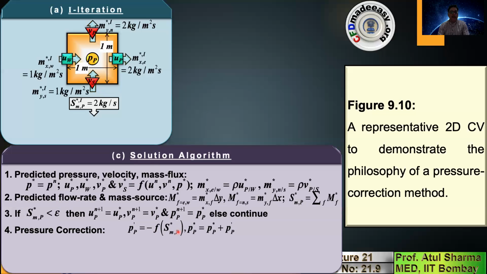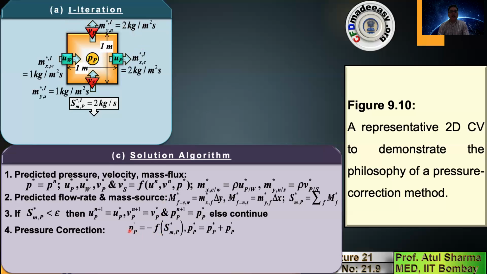In the next step, based on the mass imbalance, I'm showing you through the philosophy a symbolic expression, which says that if the net mass imbalance SM star is positive, the pressure correction should be negative. If SM star is negative, then the pressure correction should be positive. When I say it's negative, I mean when more mass is going out, we should decrease the pressure, which means the pressure correction should be negative. If less mass is going out, we should increase the pressure, so the pressure correction should be positive.